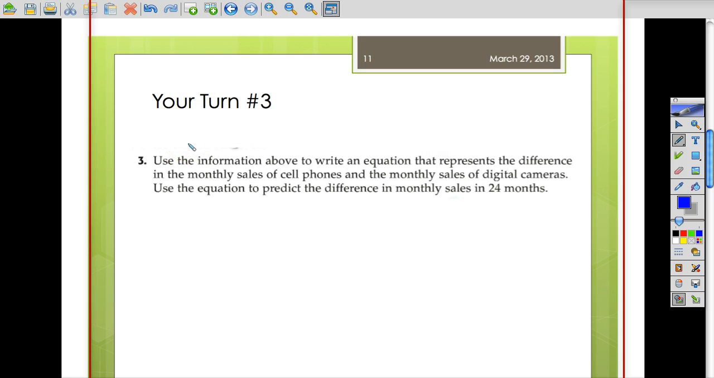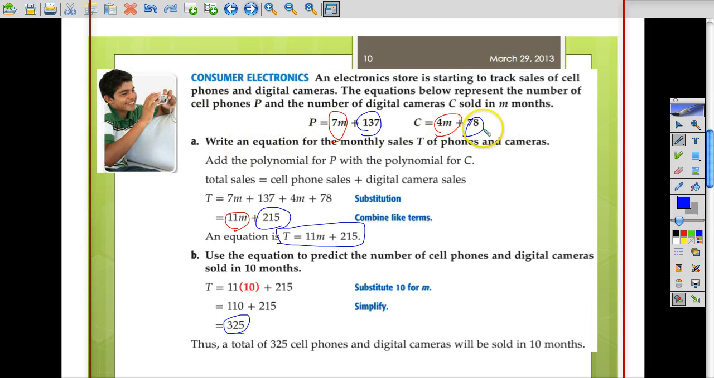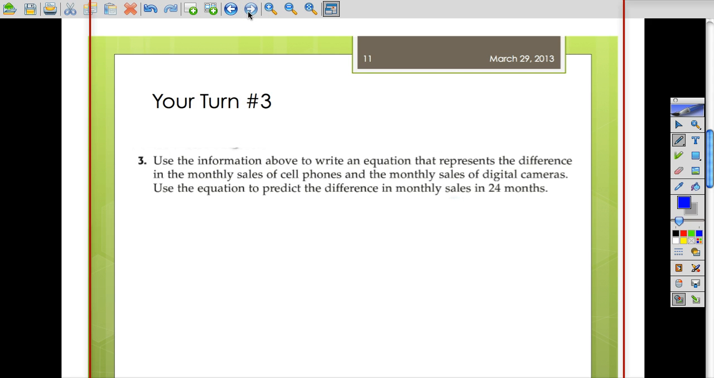Okay, this is the last slide, your turn number 3. Use the information above to write an equation that represents the difference in the monthly sales of cell phones and the monthly sales of digital cameras. Use the equation to predict the difference in monthly sales in 24 months. So the information they're talking about is this information right here. So use that information to do number 3.